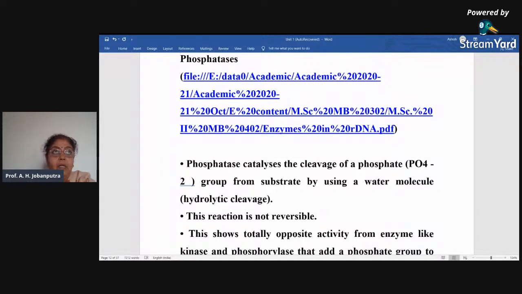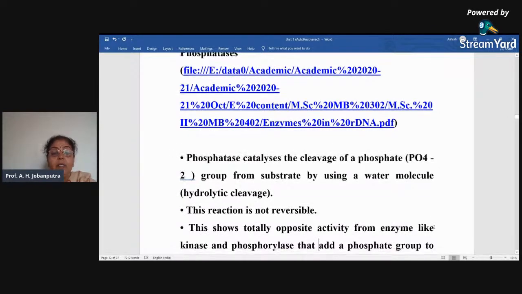Kinases donate the phosphate group from one substrate to another substrate. Phosphatases catalyze the breakdown of the phosphate group from a substrate and they make use of a water molecule for that purpose. It is also known as hydrolytic cleavage. This reaction is not reversible.